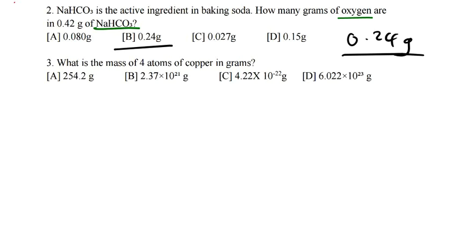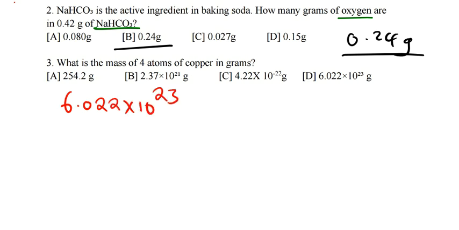Alright, so we'll pick it up from the third question. What is the mass of 4 atoms of copper in grams? So the question is, we have to find the mass of 4 atoms. So whenever you see atoms, molecules, ions, number, always be reminded of Avogadro's constant, 6.022 times 10 to the power 23.